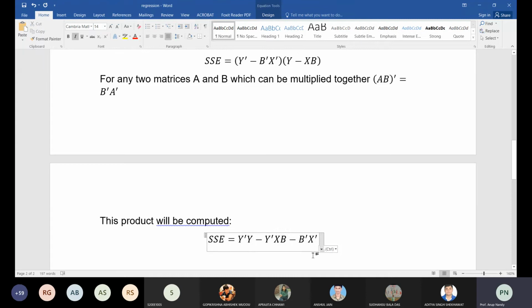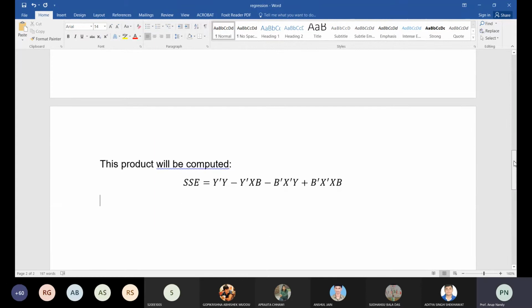We have B transpose X transpose Y plus B transpose X transpose XB. Now, if multiplied out, can we identify which two elements are the same, or identical? In this expression, which two elements are identical? Third and fourth term.